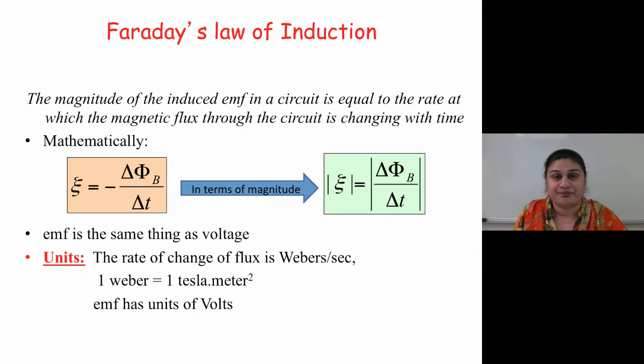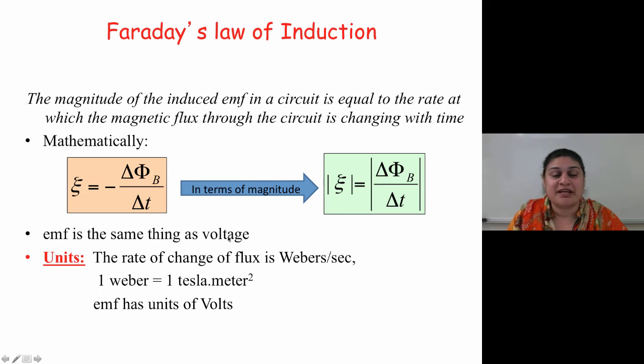So now let's talk about Faraday's law of induction. Faraday's law of induction says the magnitude of the induced EMF in a circuit is equal to the rate at which the magnetic flux through the circuit is changing with time. Mathematically, the rate of change of flux with respect to time will give you E, or electromotive force. In terms of magnitude, E will be equal to delta phi over delta T.